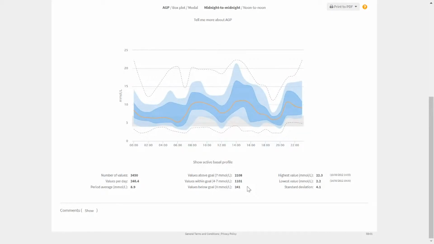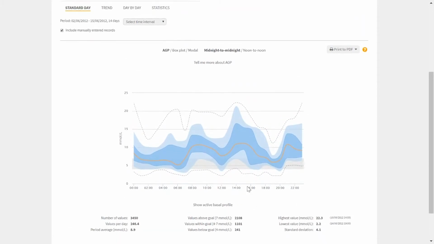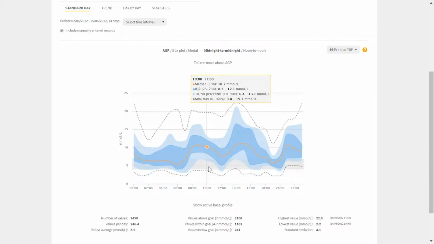Looking at the graph itself, you see several different portions. So we have the median result, which is indicated by the orange line. So this is the middle result in the data set. Then we have the dark blue area, which is the interquartile range. That means it's a quarter above and a quarter below. Okay, so that's the middle 50% of results. So the middle 50% of results are indicated within that dark blue space.